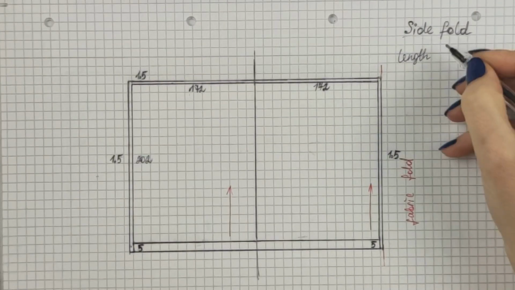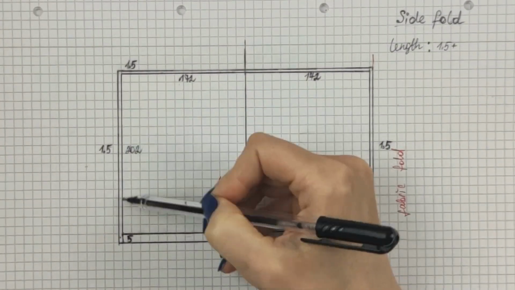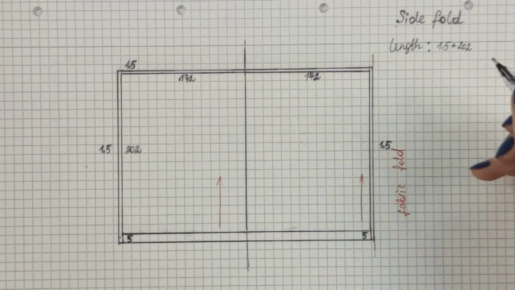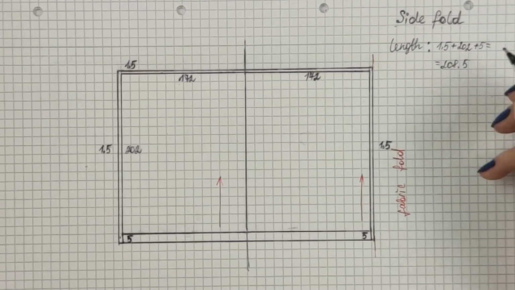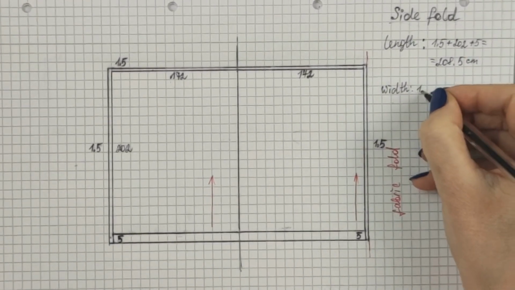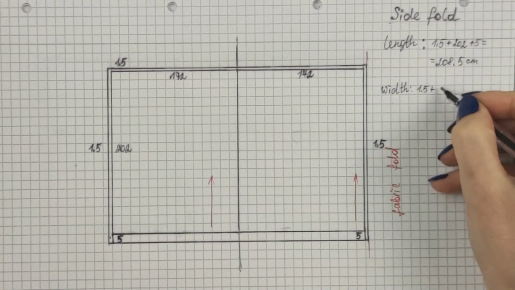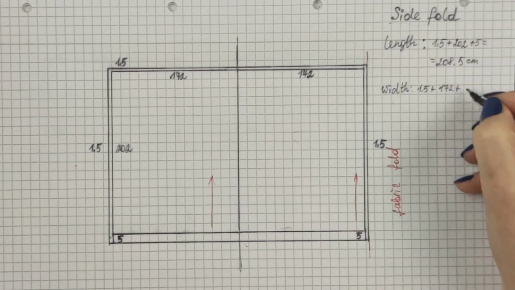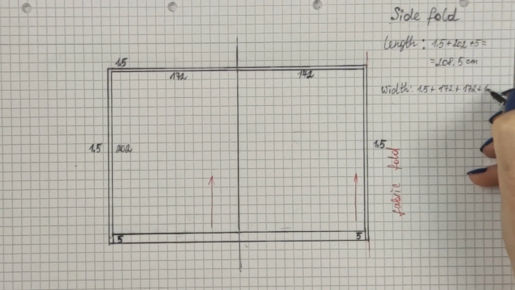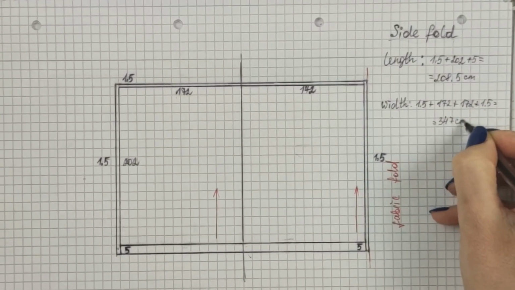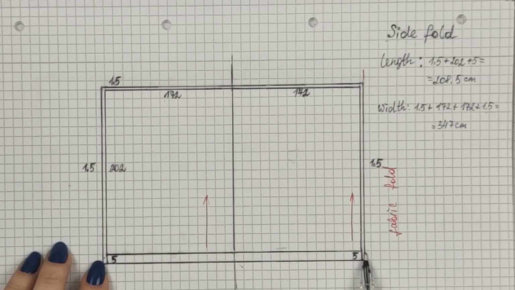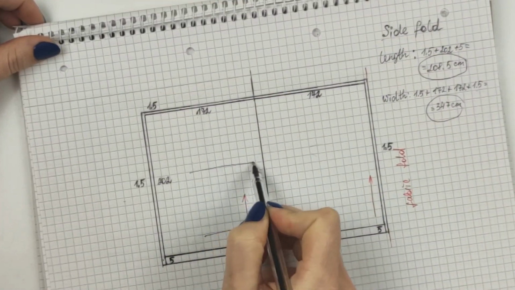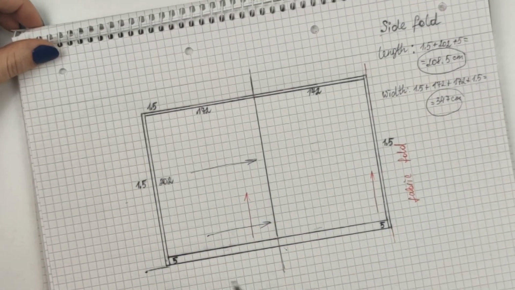Calculate the length. 1.5 plus 202 plus 5 equals 208.5 centimeters. The width, 1.5 plus 172 plus 172 plus 1.5 equals 347 centimeters. If the fabric print and the selvage will go this direction, you will need 347 centimeters of fabric.